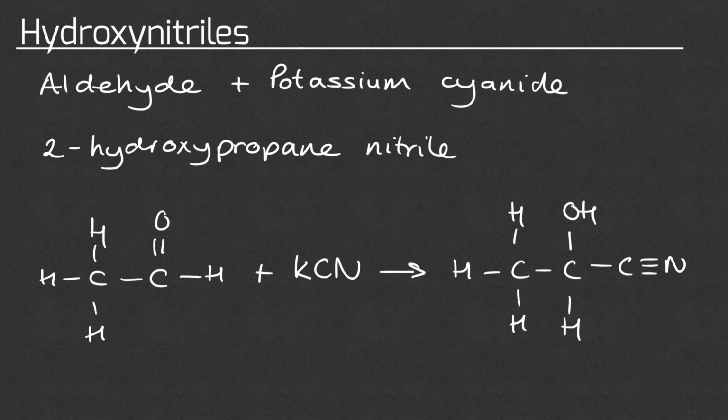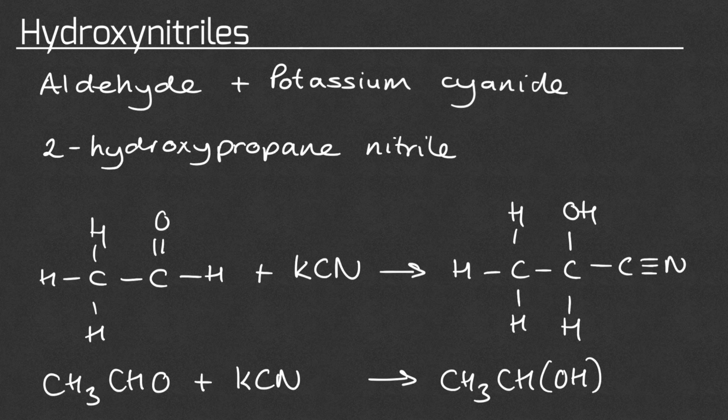You need to be able to write this in displayed form, word form, and structural form as well. So here you can see the completed equation using structural formula to show the reaction between ethanal with potassium cyanide to form your 2-hydroxypropane nitrile. The conditions for this reaction would need to have dilute acid present as well, because remember the dilute acid is what allows us to add the H onto the alcohol group at the end of the mechanism.